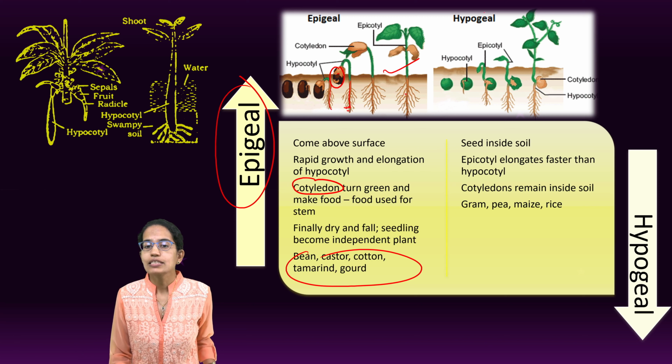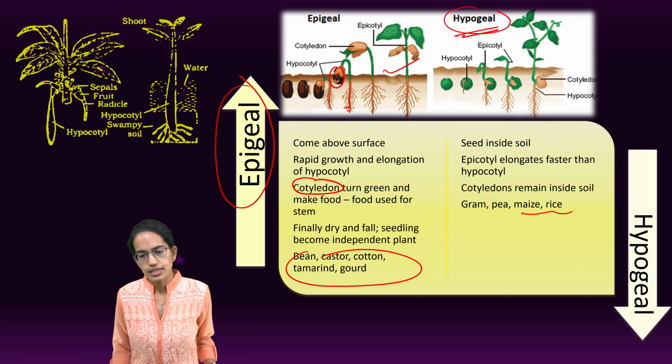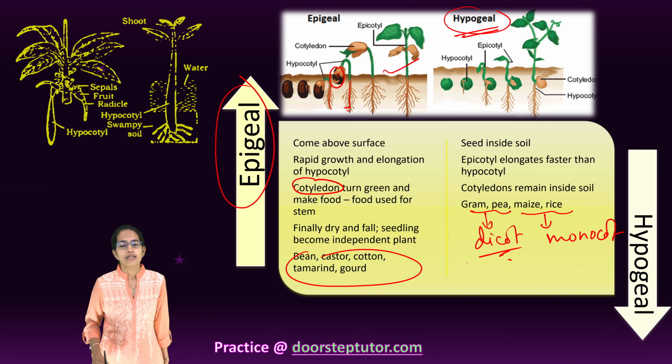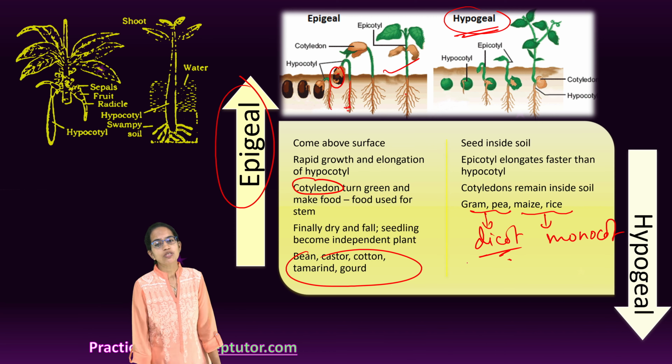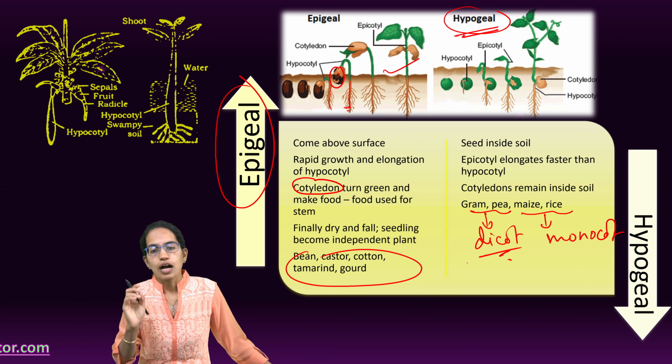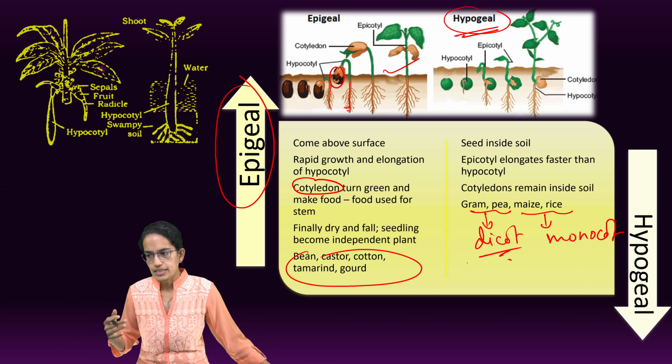The next is hypogeal. Classic examples of hypogeal germination are maize and rice from monocot, and gram and pea from dicot. So both monocot and dicot undergo hypogeal germination. In hypogeal germination, the epicotyl as well as the hypocotyl come together, so they are seen at the same time.